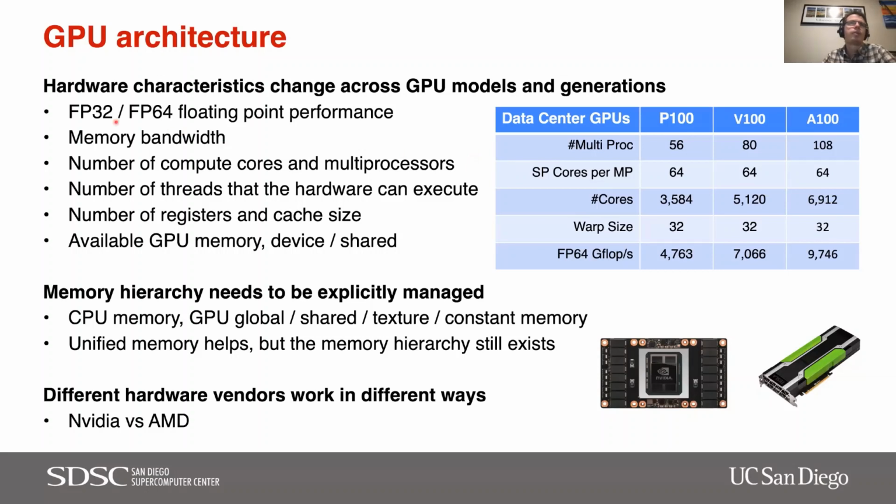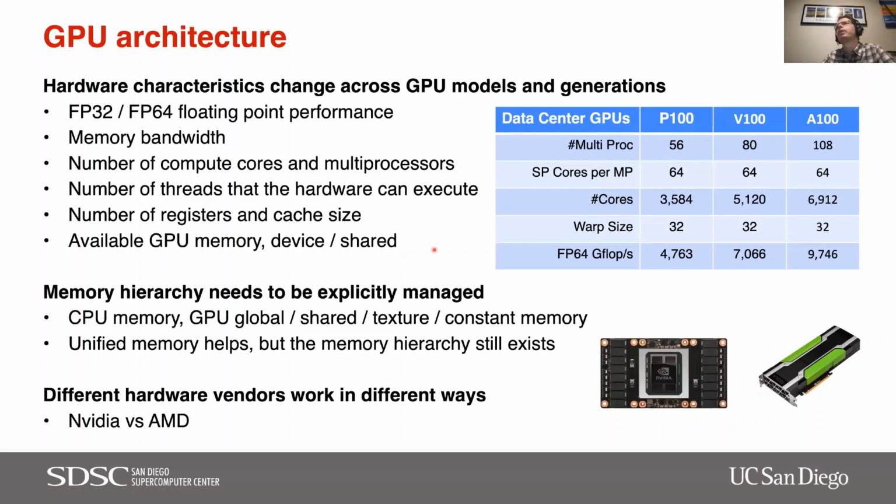And what changes typically is the ratio of the floating point performance, FP32 to FP64, memory bandwidth, number of compute cores and multiprocessors, the number of threads that the hardware can execute, the number of registers and cache size you have. So you might have to optimize kernels for that. That's not different than cache optimization for CPUs, for instance. And of course, the available GPU memory that you have.